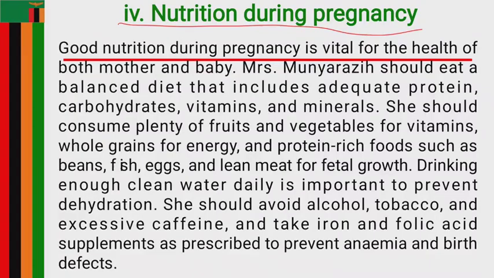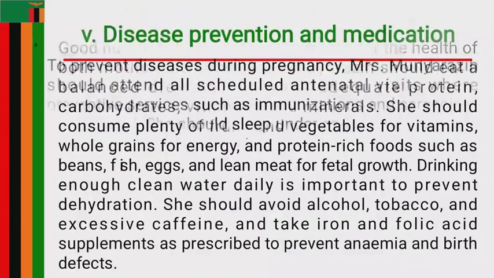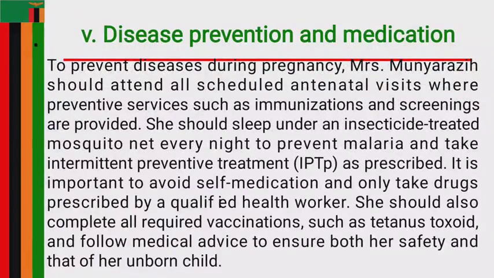Drinking enough water, and of course she should also avoid harmful substances like alcohol, tobacco, excessive caffeine, and you should make sure she is taking iron and folic acid supplements as well. The last one is disease prevention and medication. And here, to prevent diseases during pregnancy, you advise Mrs. Manyarazi that she should attend all scheduled antenatal visits where preventive services such as immunization and screening are provided.